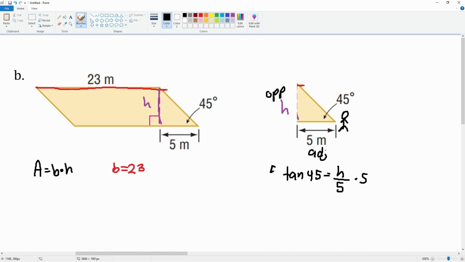Multiply 5 to both sides. This cancels. H is 5 tan 45. Watch, it's going to be 5. Told you. Okay, it's a special right. So you have your base, you have your height, you plug it in. Area is equal to 23 times 5. That gets me area is 115 meters squared.